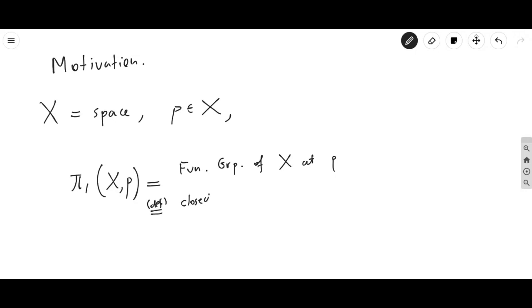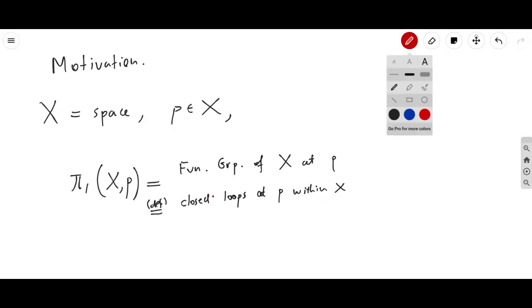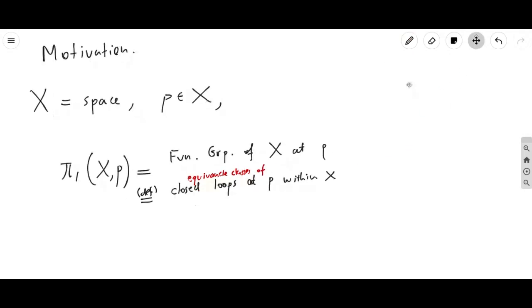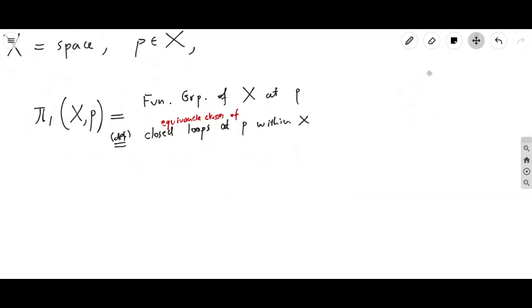This is going to be, you can say, closed loops at P that are within X. And really, these are not going to be a closed loop. These are really going to be equivalence classes of closed loops at P within X. So let me show you a picture, and then we'll make it rigorous afterwards.